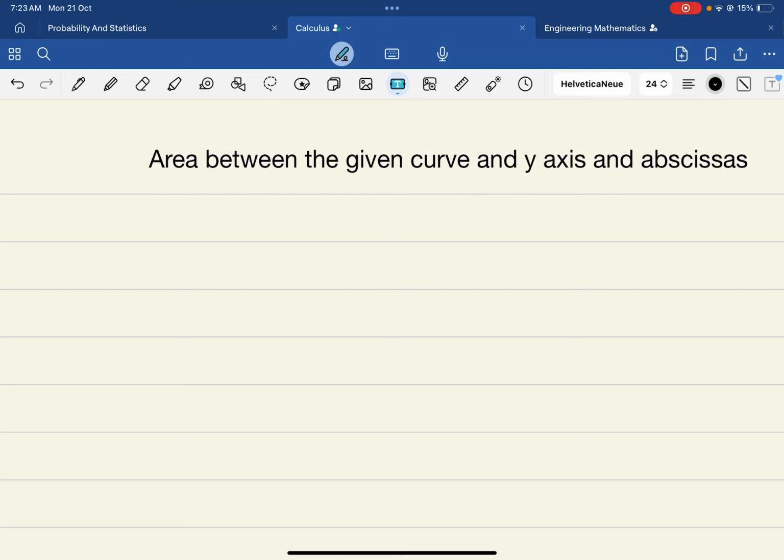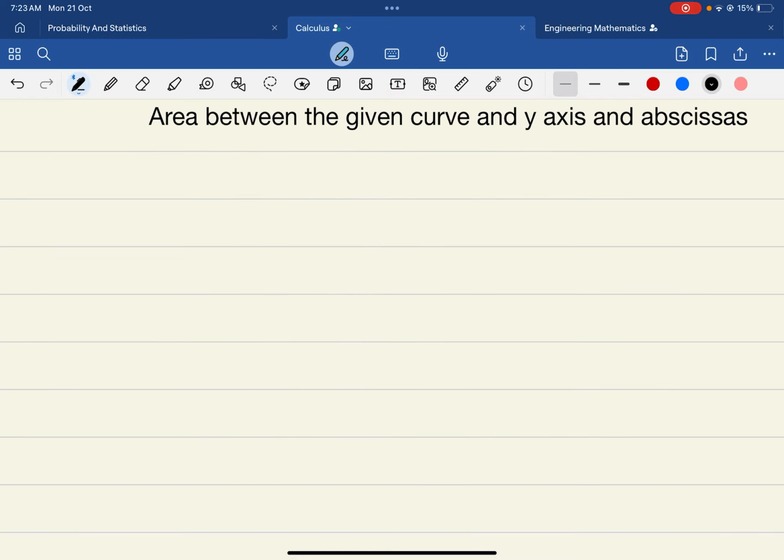Today I'm going to do the application of integration, where we find the area between a given curve and the y-axis and the abscissa. So what do you mean by this? What is the area of a particular region which is bounded by these axes? Let us say, for example, I have the y-axis and the x-axis.